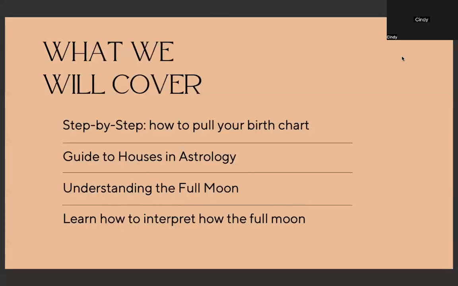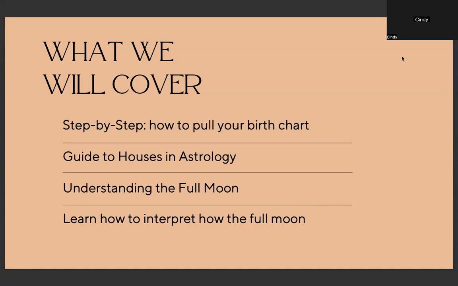And today we'll cover, if you don't have your birth chart, we're going to go step by step on how to pull your birth chart. And if you have your birth chart, we may be using a different system. Most people use the Placidus system, but I use the whole sign system, and I'll also explain what that means. We'll have a guide to the houses in astrology and what the houses really mean.